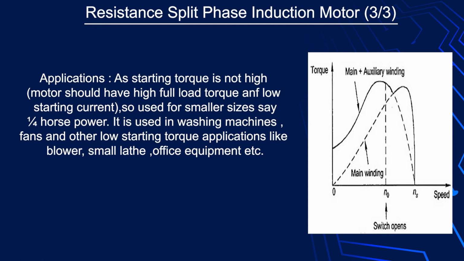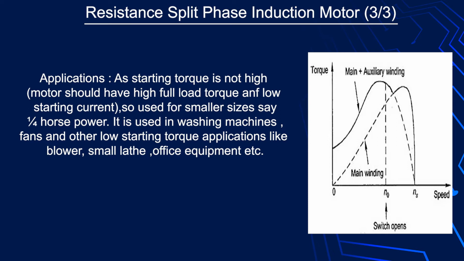Now we have seen that as the starting torque is not high and it has a high starting current, it is used for smaller size motors only, because if we want a good motor, it should have a high full load torque and low starting current. Please note these 2 points, that it should have a high full load torque at low starting current, and this motor is having a low full load torque and a high starting current.